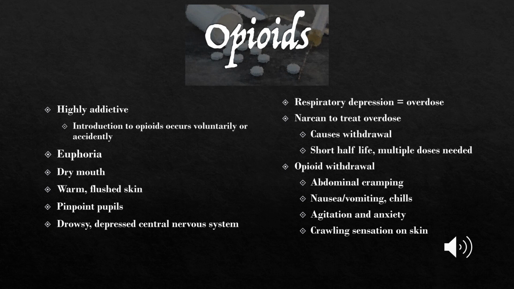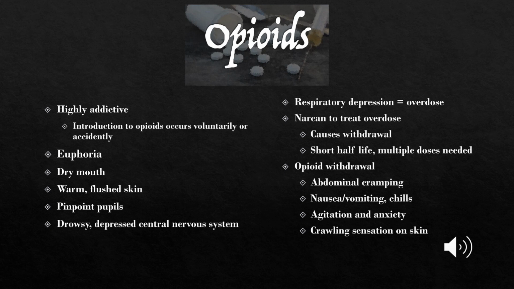Everyone's heard of the opioid crisis. There's two ways that an adolescent might be introduced to opioids. The first is voluntary introduction, where they take it to feel good or to self-treat an underlying social or mental health problem. Accidental introduction is when an adolescent is given a prescription to treat pain, and that's usually after an oral surgery or an orthopedic surgery at this age.